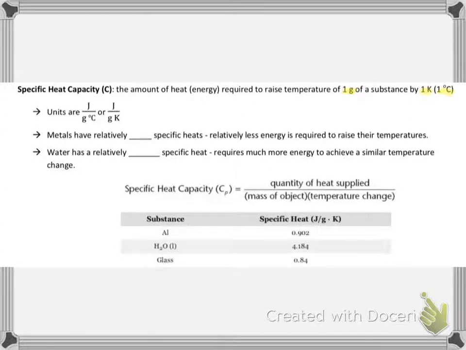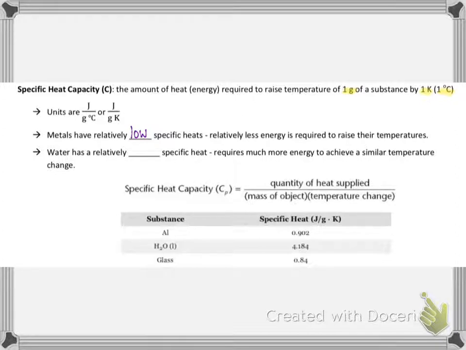That's where the units are coming from, literally the energy, which is joules divided by 1 gram degree Celsius, or Kelvin, whichever one you're looking at. Okay. Now, it is important to recognize that on average, metals have relatively low specific heat capacity. It doesn't take that much energy to heat up a metal. That's why metals get really hot in the sun really fast.